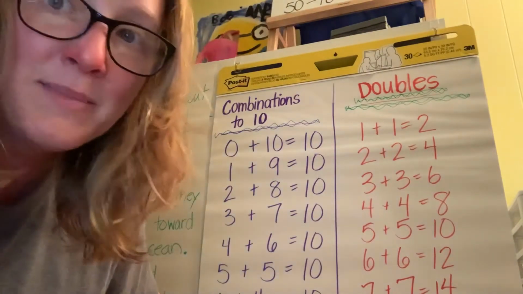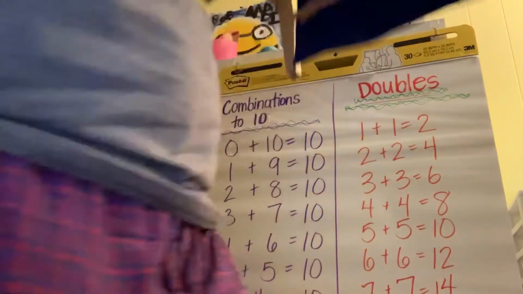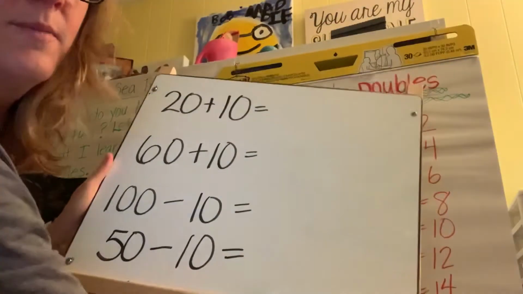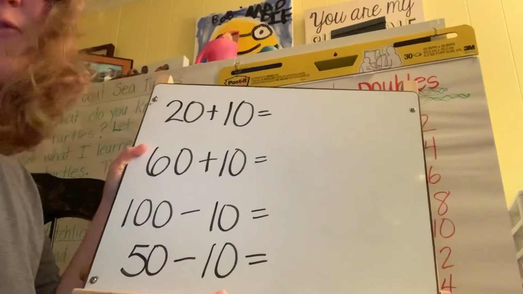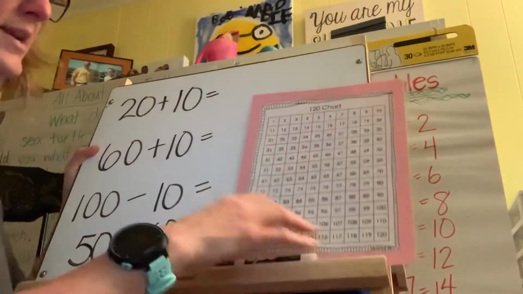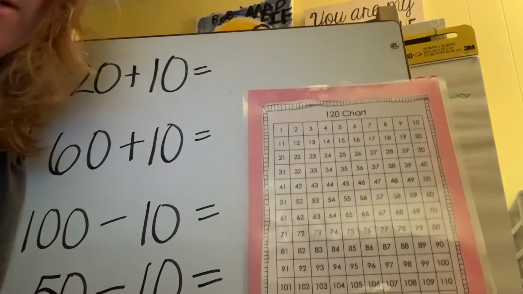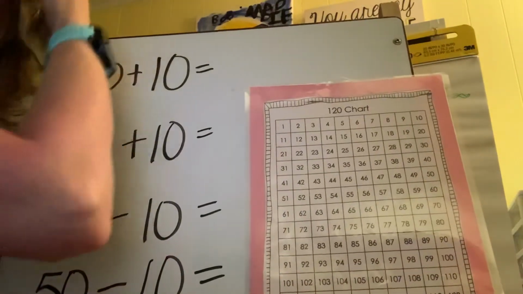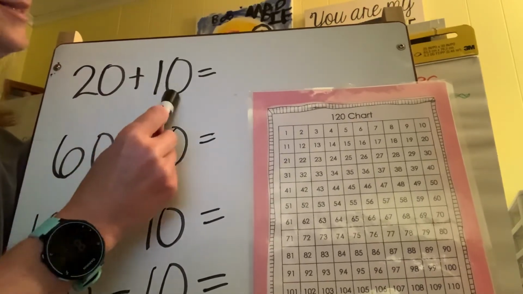So I already have some problems. Let me get them. So here we go. I have my easel already set up with a few problems. And I'm going to grab my 120s chart here to help me. All right, boys and girls? So here we go. My first problem up here, I have 20 plus 10.